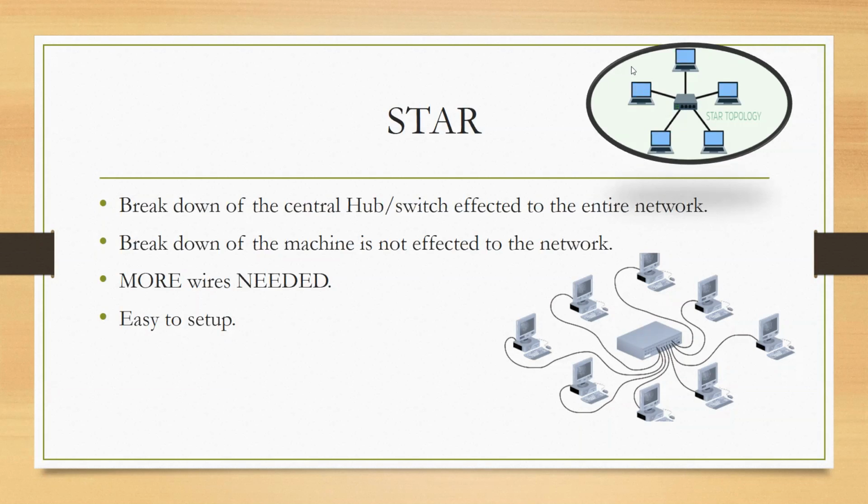And think about when one machine breaks down, what will happen? Is it affecting the network? It is not, no? When one of the machines breaks down, it does not affect the network, right? That is one of the advantages. So the first one is a disadvantage, the second one is an advantage. More wires are needed, right?